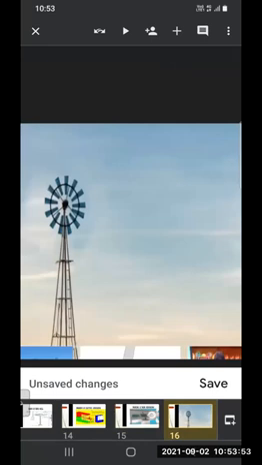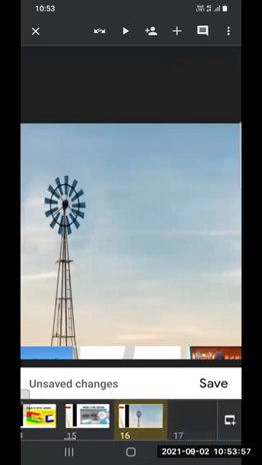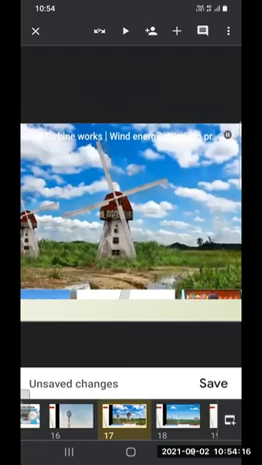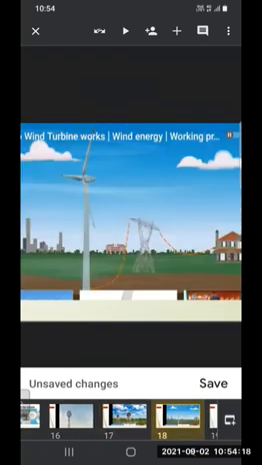This is the olden days windmill. See, this was used in olden days. Now we have seen the wind power plants of the modern technology. This one.